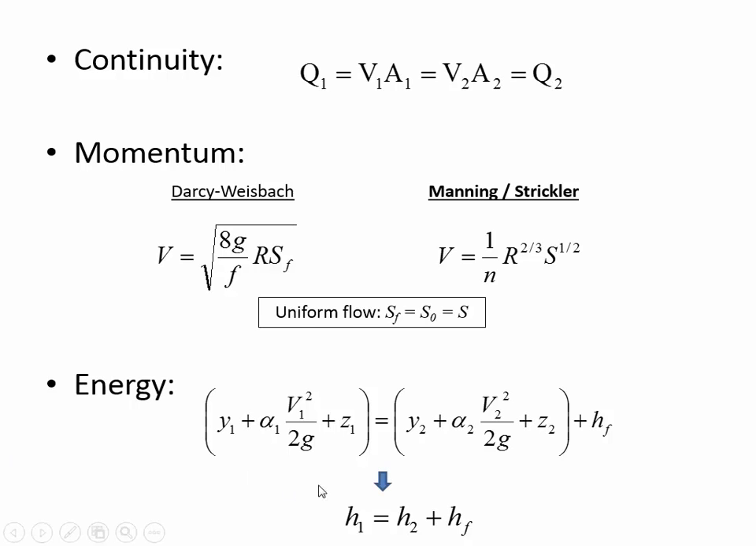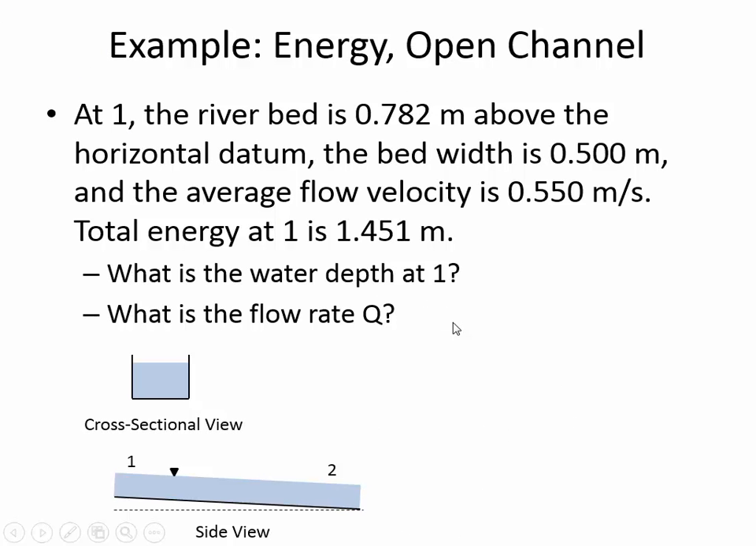The energy equation, H here, is referring to head, or the total amount of energy. So H1 just means the depth plus the velocity head plus the elevation above some datum at location 1. And likewise for 2. So everything comes from these three equations: continuity, momentum, and energy.